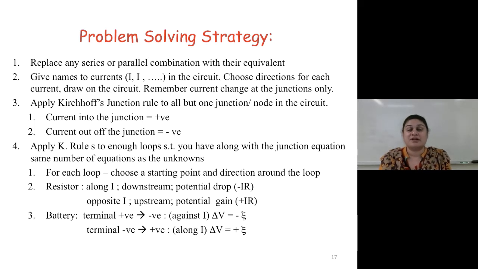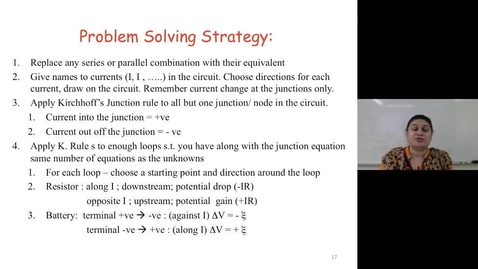Choose directions for each current. Draw them on the circuit. Remember, current changes at the junctions only. This is very important to remember. Current changes at the junctions only. Next, apply Kirchhoff's junction rule to all but one junction in the circuit. Current into the junction, call it positive. Current out of the junction, call it negative.